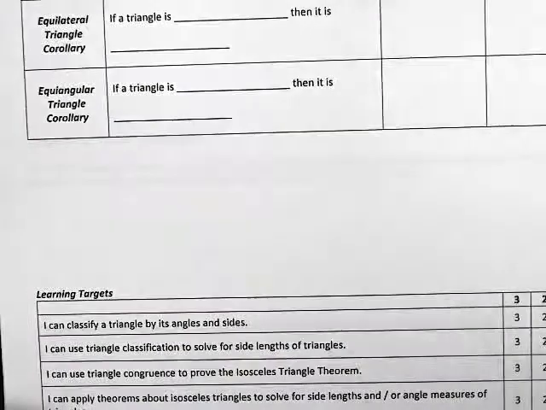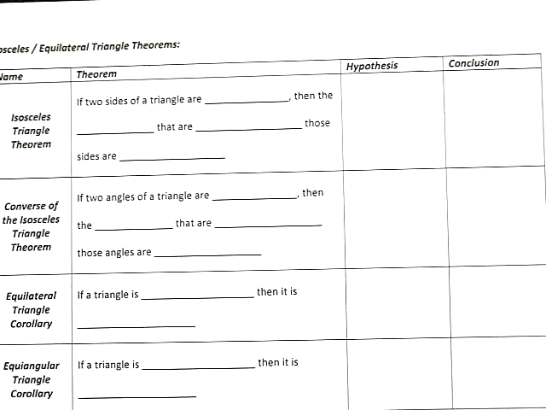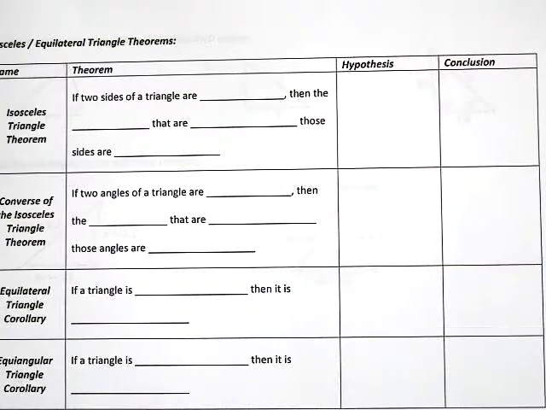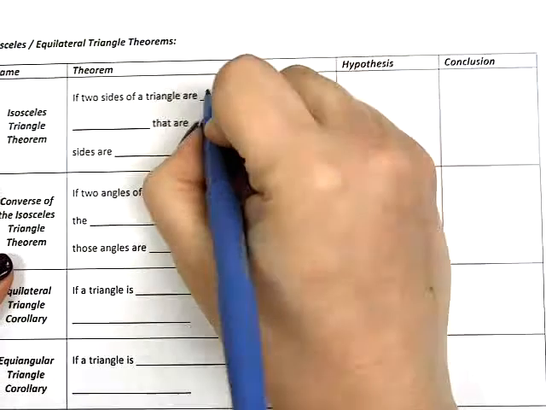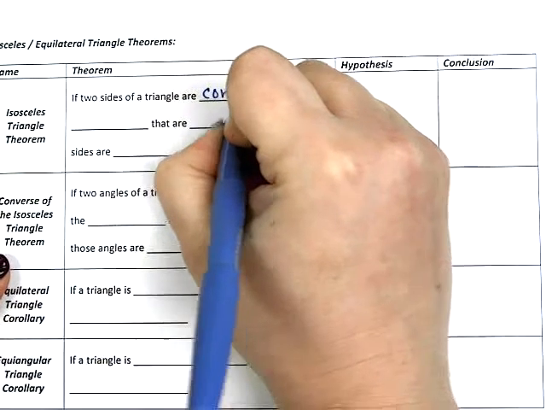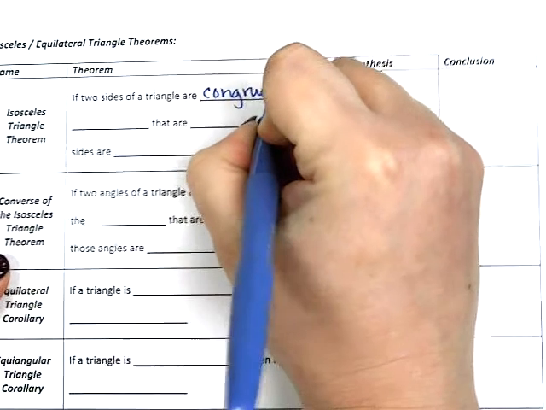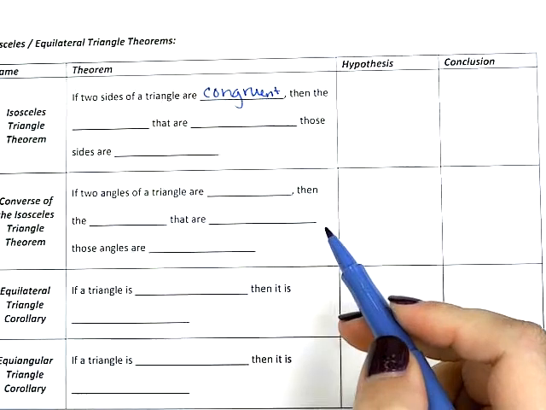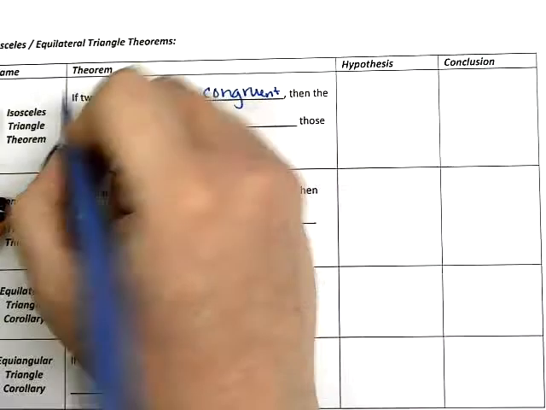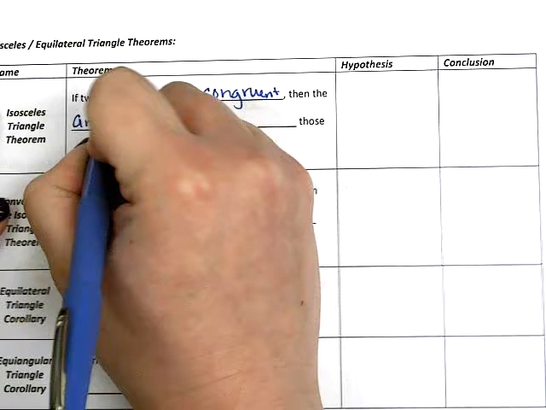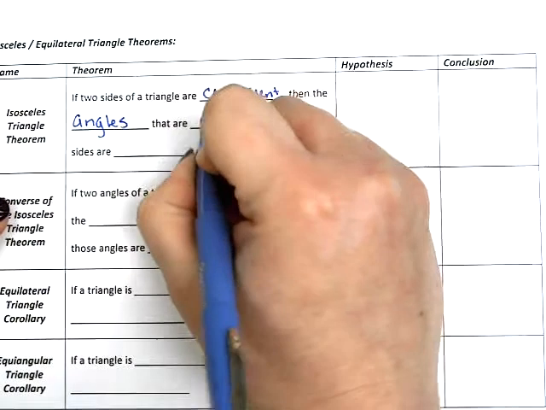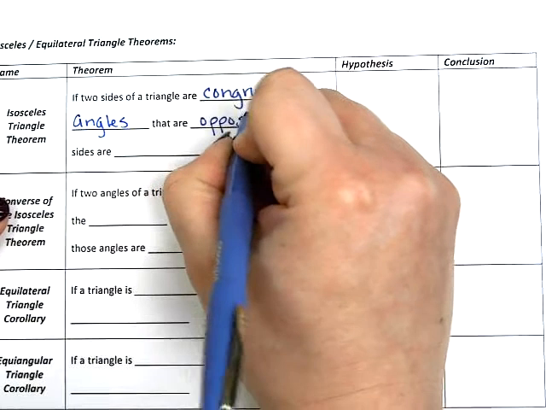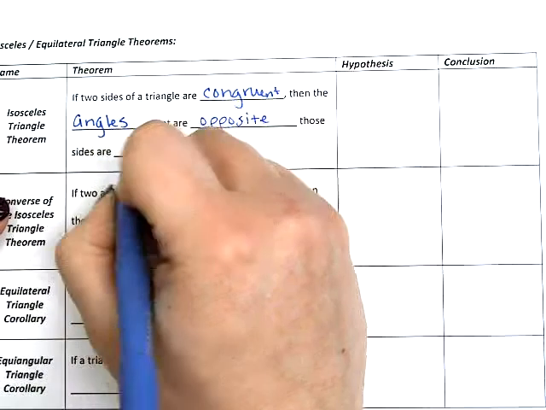we need to talk about the isosceles triangle theorem. Okay? So if we have two sides of a triangle and they are congruent, so two sides of a triangle are congruent, then the angles that are opposite those sides are also congruent.